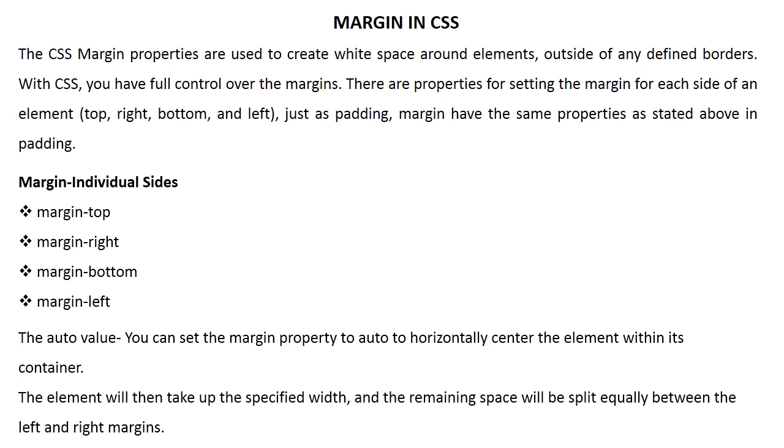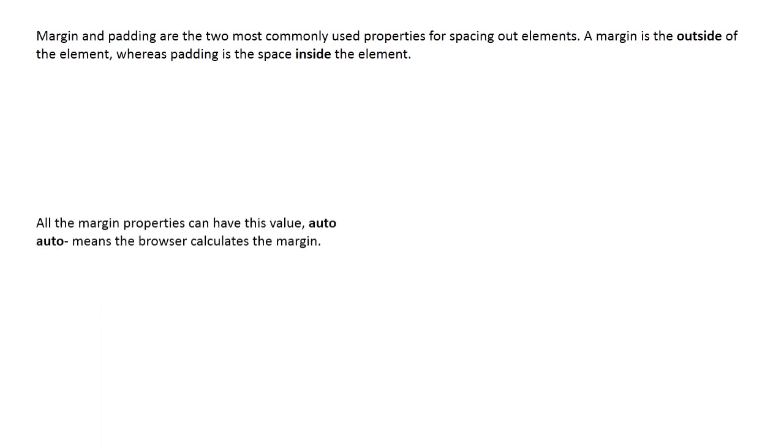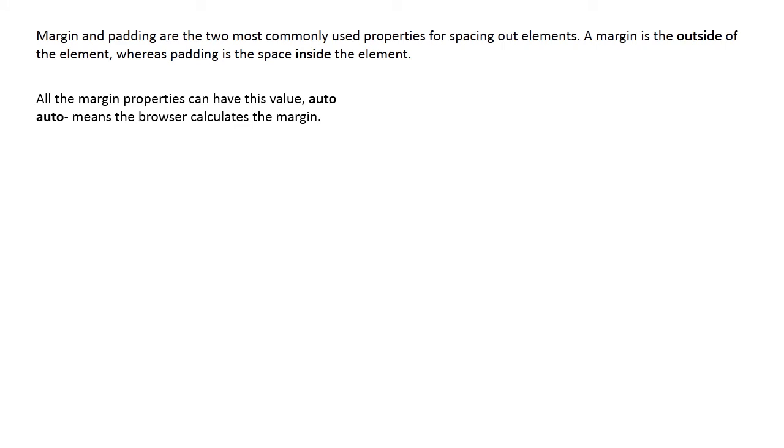Margin and padding properties, you can set them together. Margin and padding are the two most commonly used properties for spacing out elements. A margin is the outside space of the element, whereas padding is the space inside the element. All the margin properties can have the value auto. Auto means the browser calculates the margin.